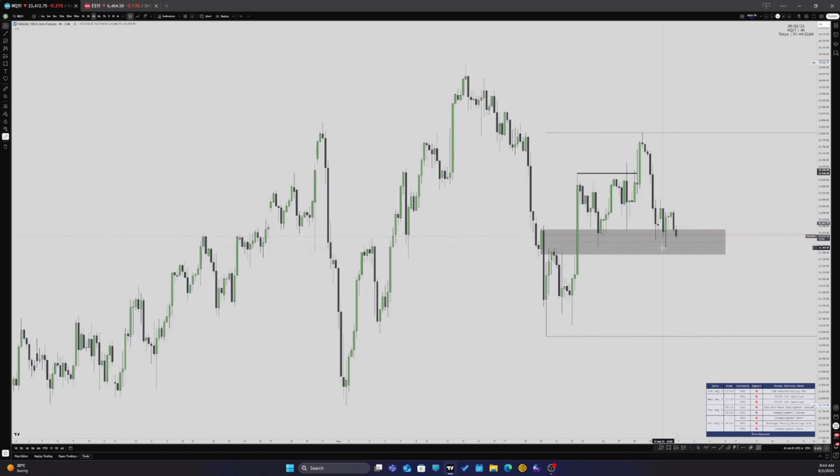Price did not react accordingly to it. It actually did here, right? So this was the leg formed from this unicorn. Now it's coming back into it, doesn't hold price, and in my opinion, it's going lower.